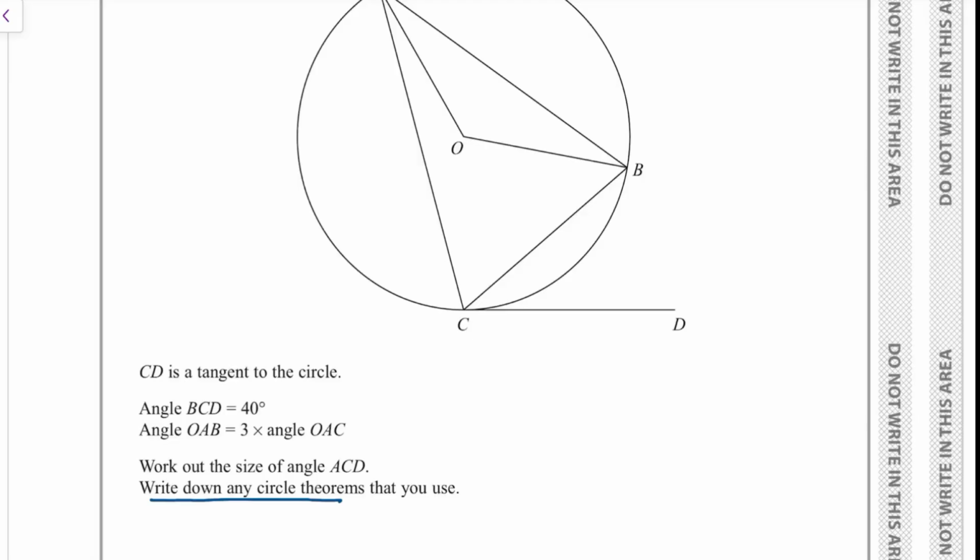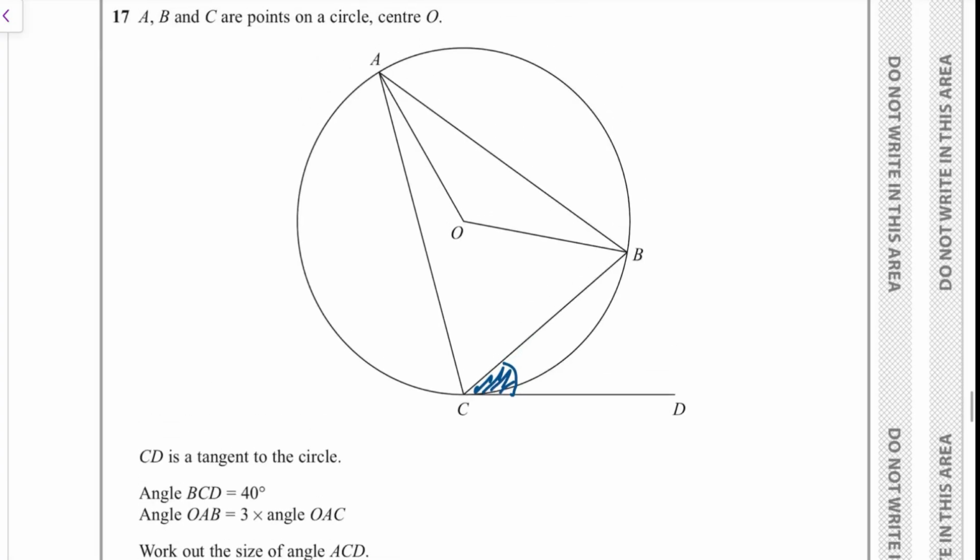So it tells me that CD is a tangent. So this is an alternate segment theorem question, isn't it? So CD is a tangent, and it tells me that BCD is 40. So that's 40, which means that alternate segment theorem means that that's 40.